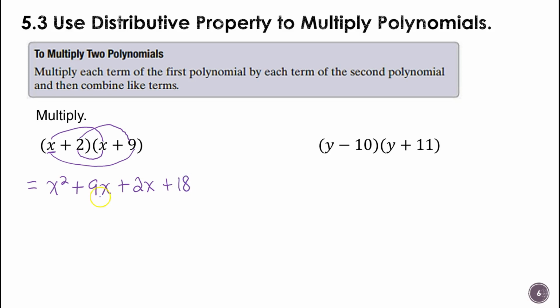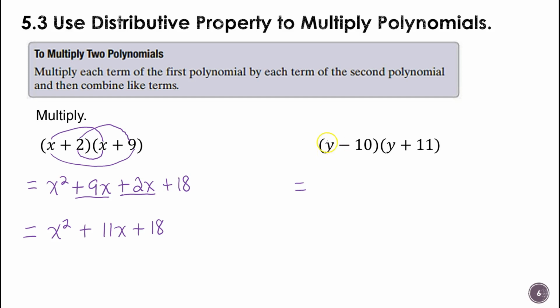And then you see these two terms are actually like terms, so we're going to combine them to get an 11x, and then x squared and 18 stay the same. Okay, and so I'm going to take that off right there. Okay, so that's how you multiply. And if you will use this order, then you won't miss any of the terms, and you multiply everything times everything. All right, next we're going to distribute the y.